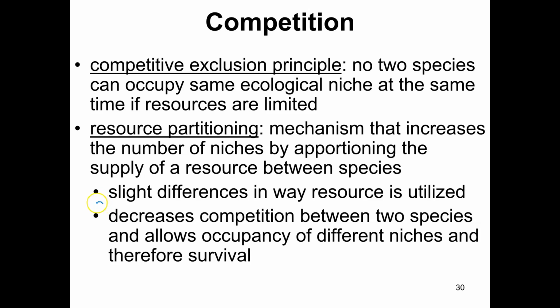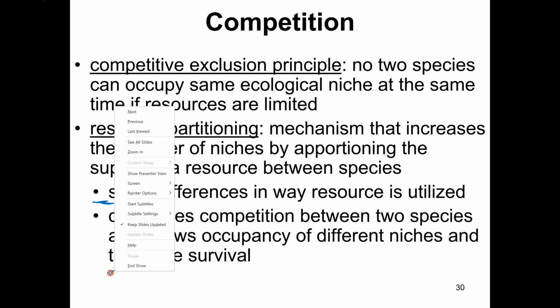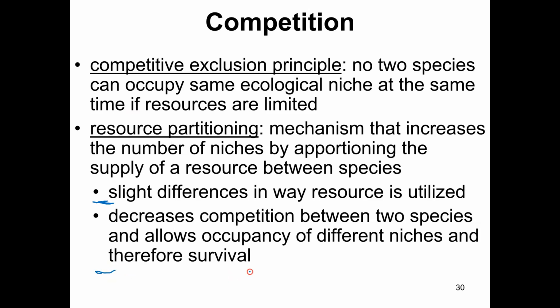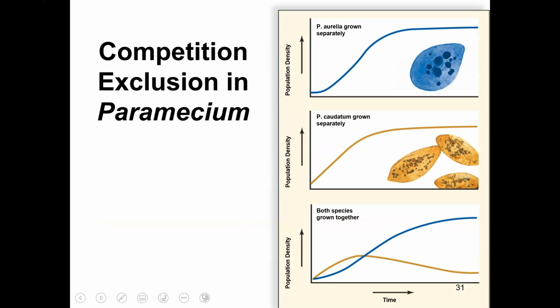So things that might happen is you might have different ways in which resources are utilized. What this will do is it decreases competition between the species and allows both species to live within the environment within their own little niche. And so let's look at how resource partitioning might look.